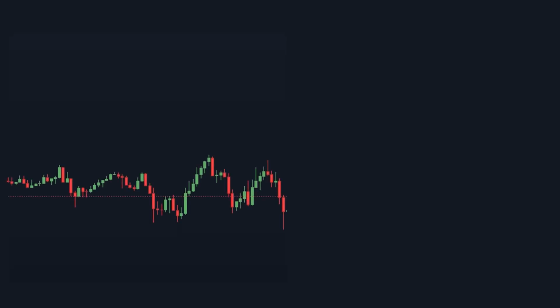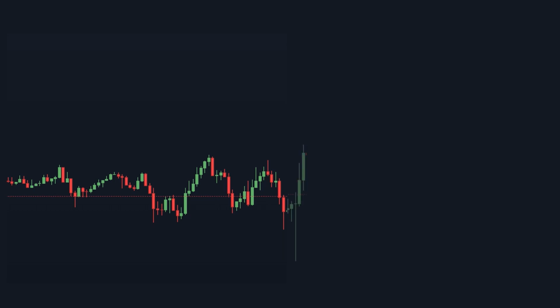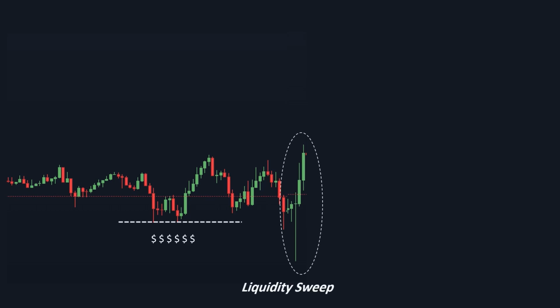Let's look at an example on the chart. Here we have a range where the market doesn't have a specific direction, and there are liquidity levels above and below this range. The market makes a downward move after taking the liquidity below and price back into the range, and here I confirm that manipulation has occurred.